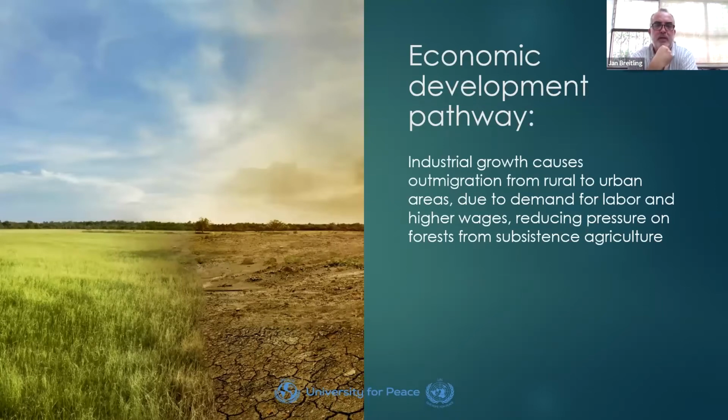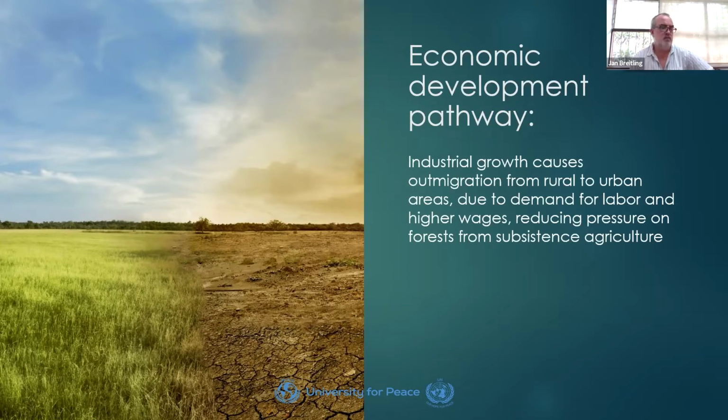Again, under this economic development pathway, when there is a new form of employment, new sectors of the economy are appearing. This means that, in this theory, people will tend to move towards these new jobs. So if there's an industrialization, there's a tendency that people move from the rural areas towards the urban areas where there are more, let's say, better paid jobs or more stable jobs. And that, under this theory, means that fewer people will live in the rural areas, reducing pressure on the forests. Again, this is very highly debated.